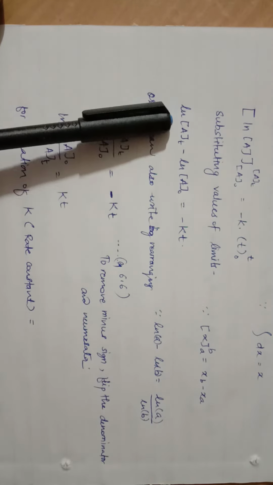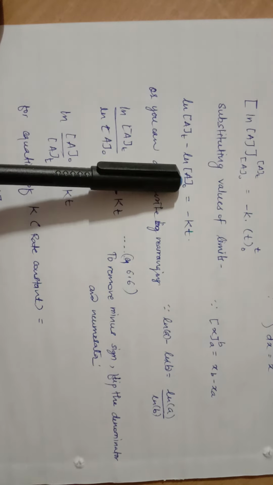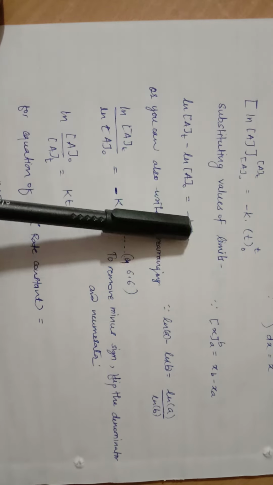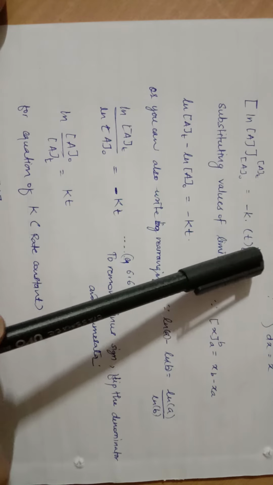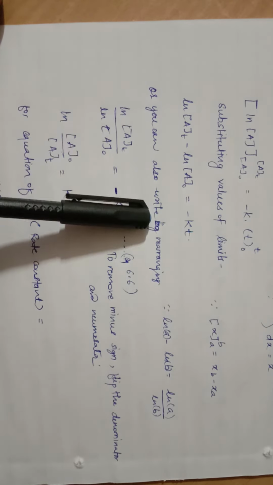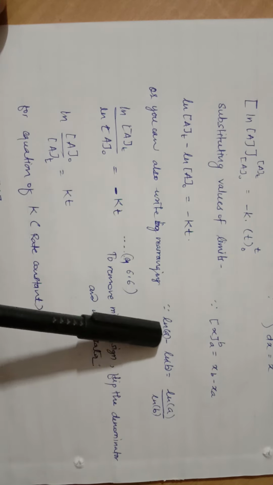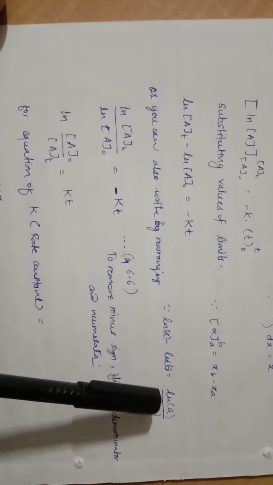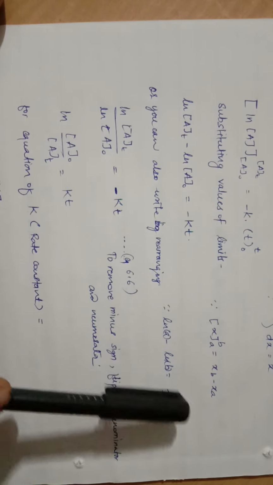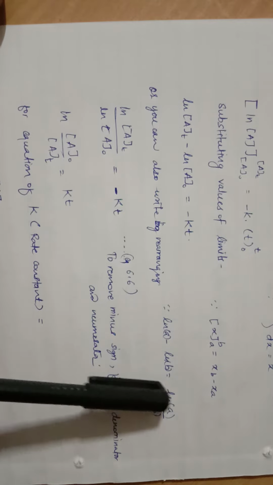So ln A_t minus ln A_0 is equal to minus k, as it is, times (t minus t_0), so t. Okay, or you can also rearrange this equation by using this formula: ln A minus ln B is equal to, you can also write in fraction, ln(A upon B). So A minus B, you can also write A divided by B.